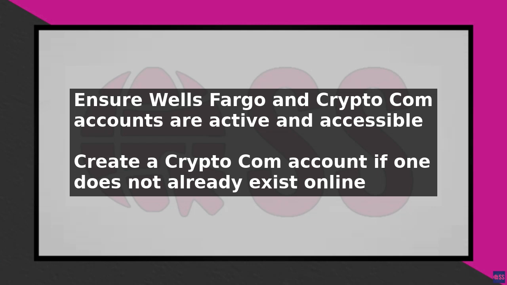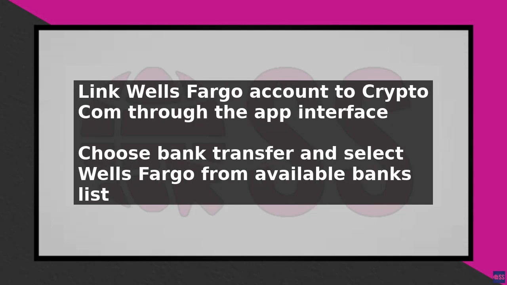First, link your Wells Fargo account to Crypto.com by going to the Crypto.com app, selecting the account icon, and then tapping on Add Payment Method. Choose Bank Transfer and select Wells Fargo from the list of available banks. You will be redirected to the Wells Fargo website where you will need to log in and authorize the connection.